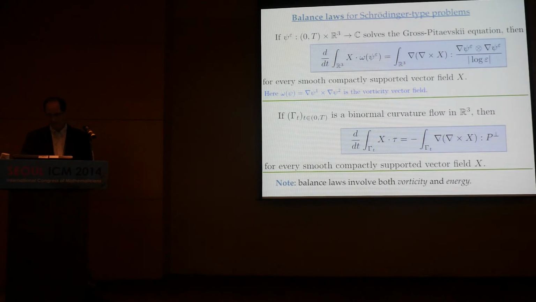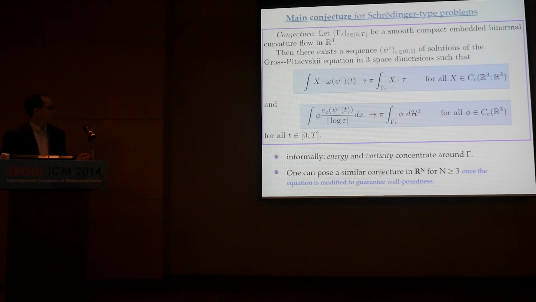Okay, and so in this case, instead of stating results, I'll state a conjecture, the main conjecture, which is the main open problem in the field. And so the conjecture is that if I'm given a smooth, compact, embedded binormal curvature flow in R3 for an interval up to time capital T, then there exists a sequence of solutions to the Gross-Pitaevskii equation such that the vorticity at time T of the solution psi concentrates around the curve gamma T. Similarly, the energy at time T, after a suitable rescaling, concentrates around the curve gamma T.